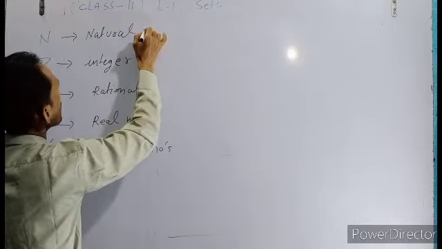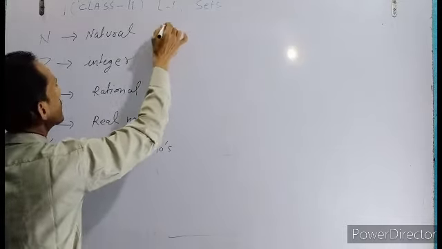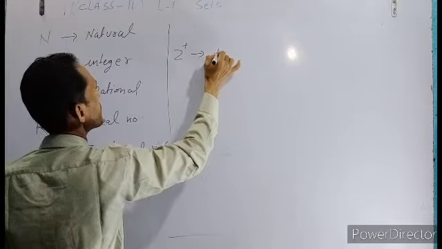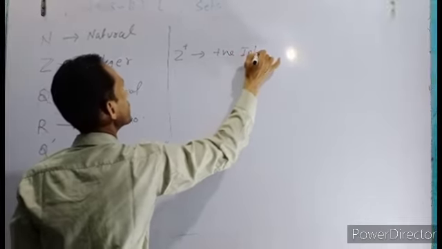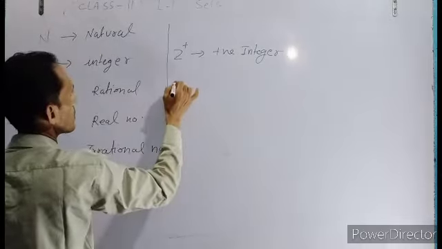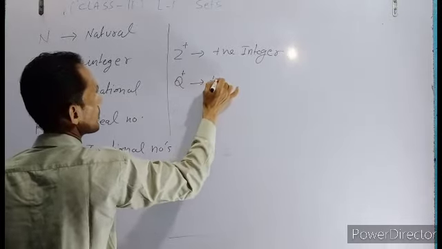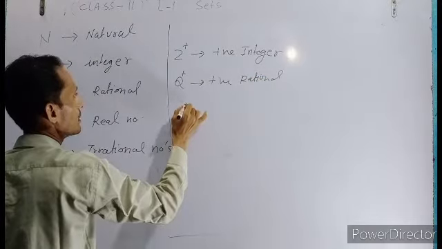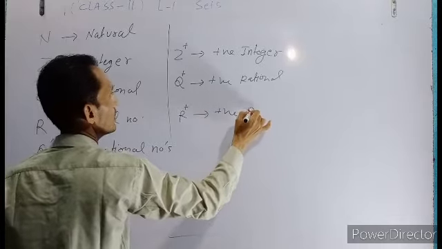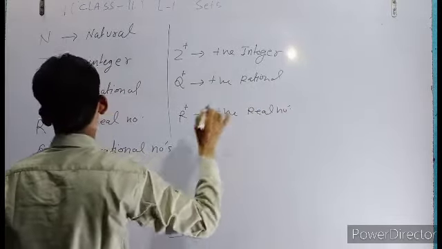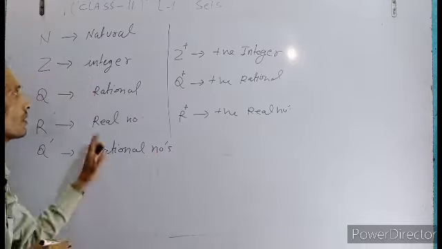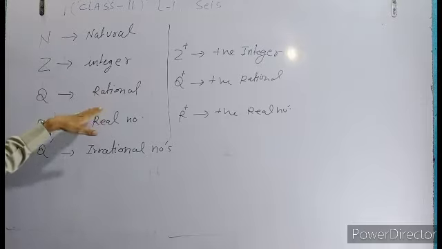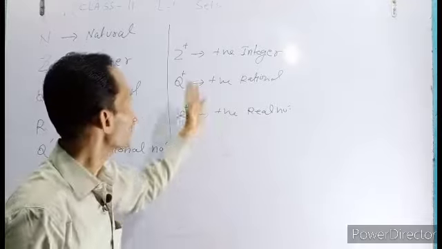Similarly, we specify Z plus means positive integers, Q plus means positive rational numbers, and R plus means positive real numbers, and Q dash is irrational numbers. Okay, these are all the sets we are using. These are all the symbols to represent natural, integer, rational, real or irrational numbers, and positive ones also.